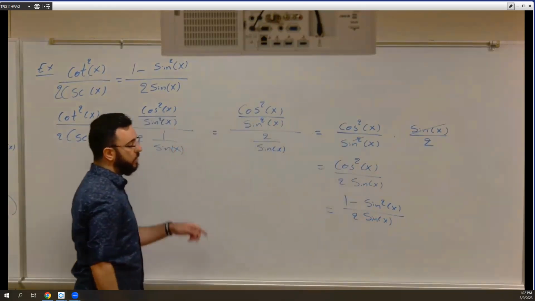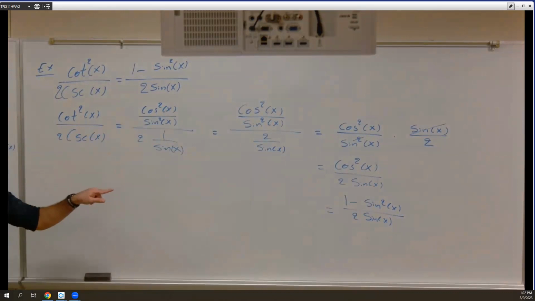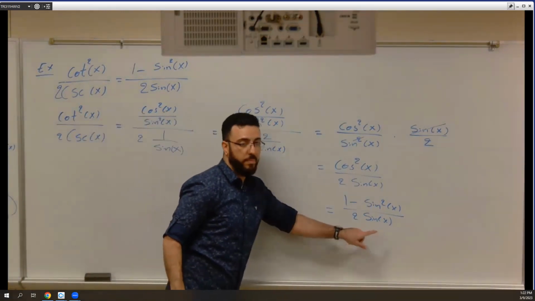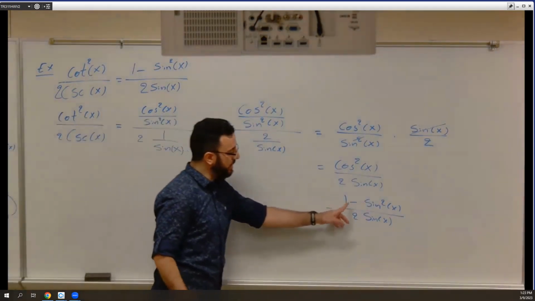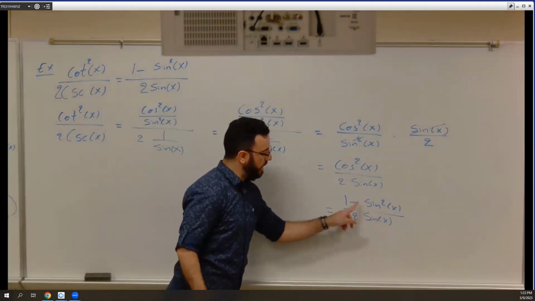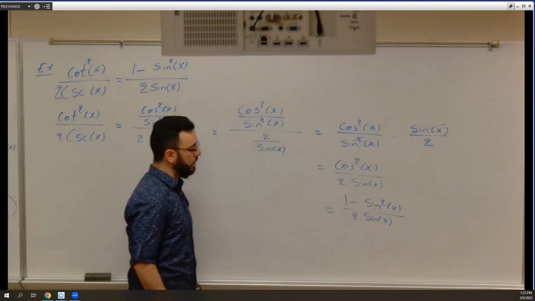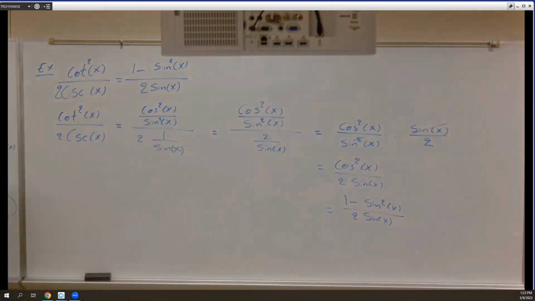I'm going to ask you, can you cancel the sine from the top with the sine from the bottom? Who said no? That's good. You can't cancel these because there's a minus here. So you can't cancel this sine with this one. And this is the right side. Let's check another one.